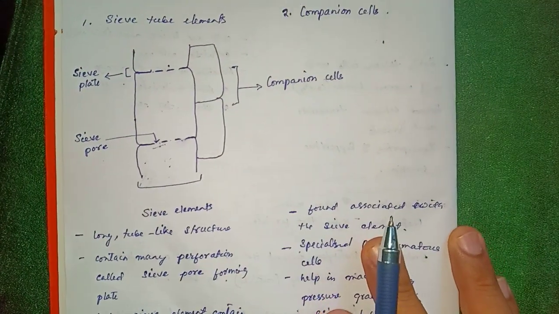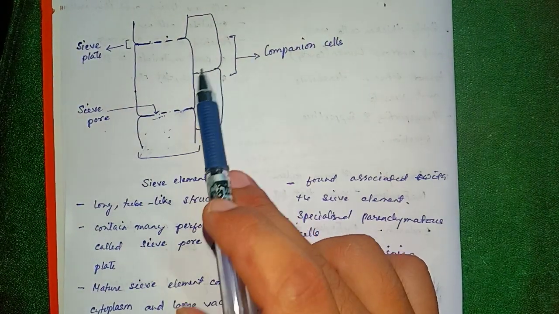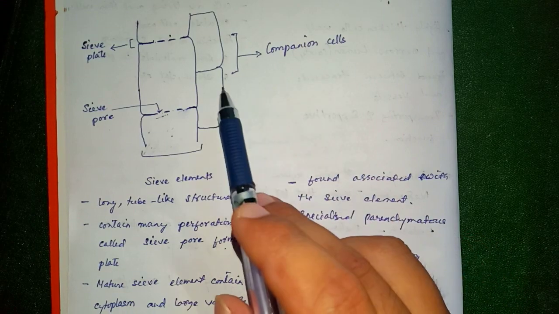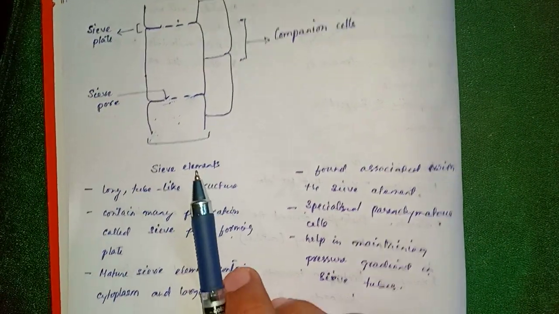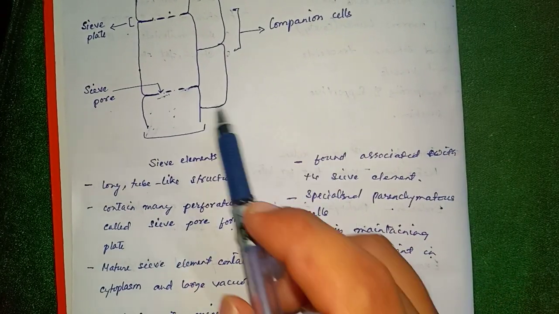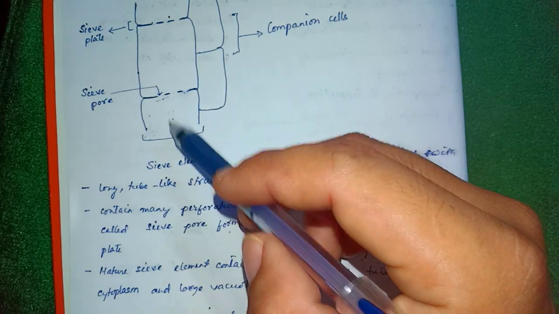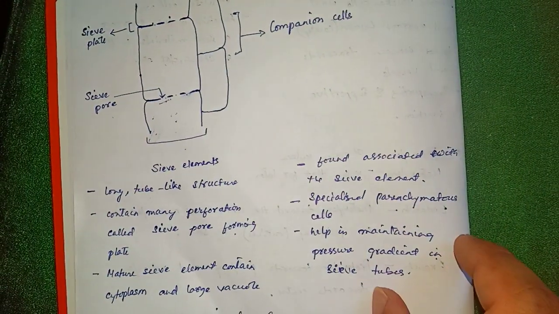The second is the companion cells. The companion cells are found in association with the sieve elements, and these companion cells are specialized parenchymatous cells, and they are mostly living. The companion cells help in maintaining the pressure gradient along the sieve tube while allowing the flow of water or minerals inside the sieve tube.